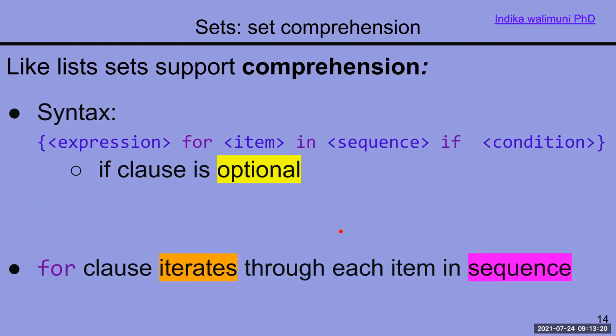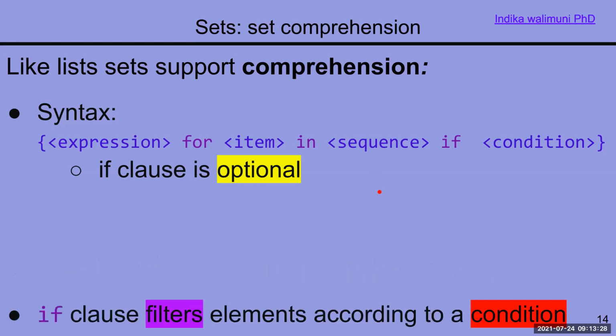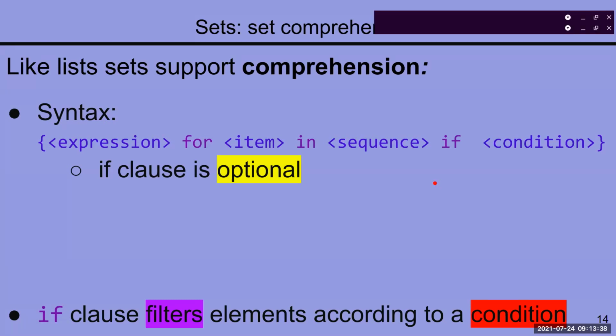The for clause basically iterates through each item in the sequence. The if clause filters elements according to a condition, and that's optional. So basically it's sort of a filter. All right, so let's check on this.